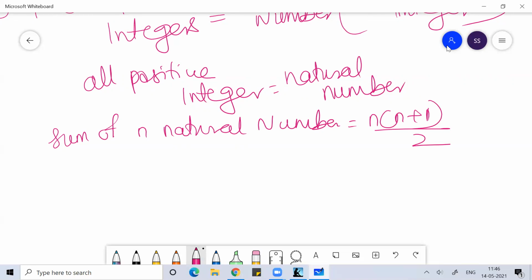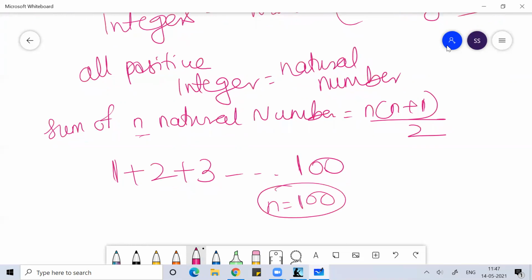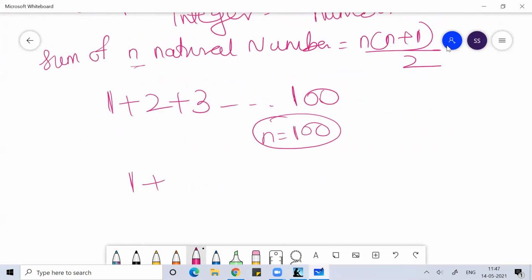If I ask you, what is the sum of 1 plus 2 plus 3 till 100, what is n here? N is 100, right? N natural number means the last term. In maths, we define the last term by n, right?